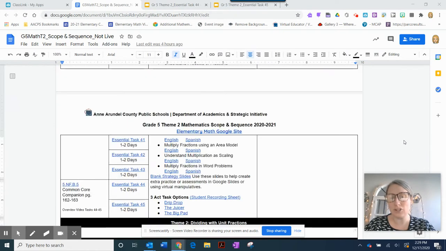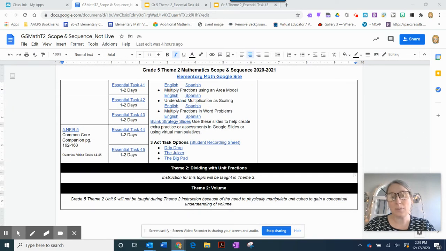Before we dive into those two essential tasks, though, I did want to point out that our dividing with unit fractions has been moved into theme 3, just based on teacher feedback, based on where we're hearing teachers are. We're just going to get a little bit more time there. So don't feel rushed finishing up this multiplication with fractions.